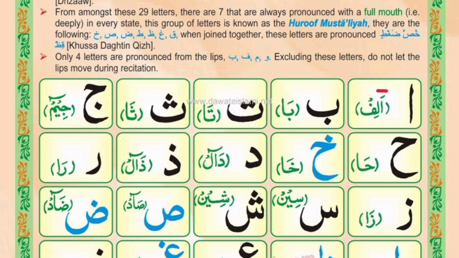This sad and this dad, these two letters are from Mustalia letters. We pronounce sad in a heavier, bolder tone, as I mentioned earlier, and we also pronounce this letter in a heavier, bolder tone. The attribute and quality, the sifat of this letter, is that we pronounce it in a heavier tone. Dad, dad, in a heavier tone. This is the heaviest and boldest tone letter.